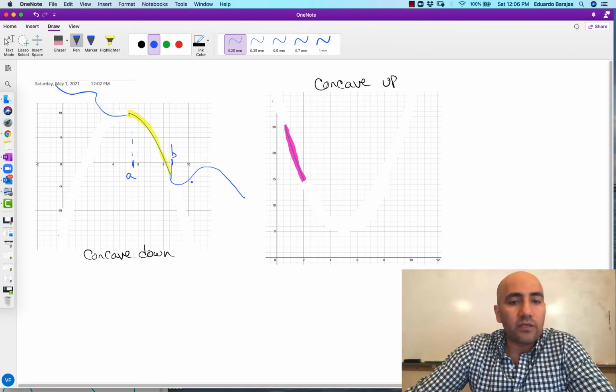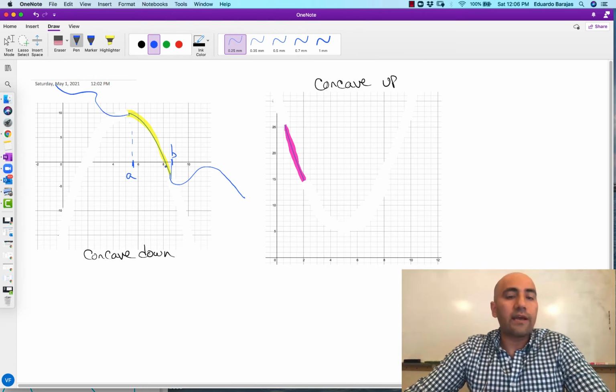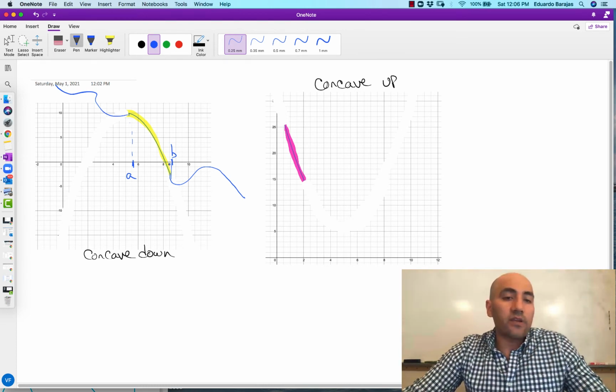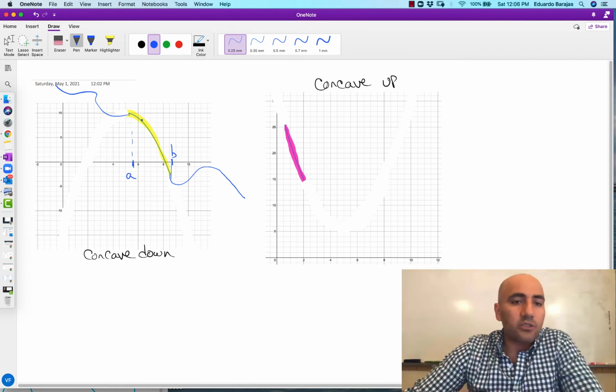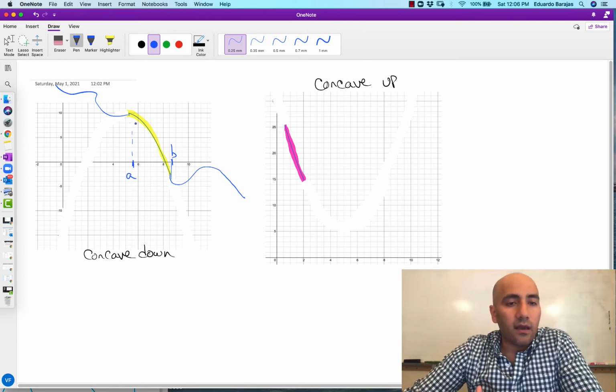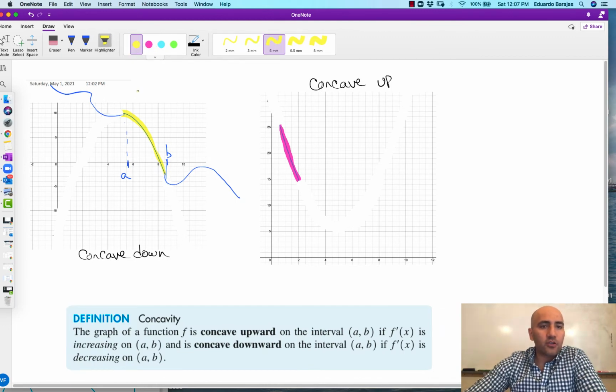Now, visually I can see that there are other parts that are concave up and concave down, but we're just focusing on this right now. If you're just focusing on the graph, it can get a little tricky to spot exactly when the concave down begins or ends, so we need a mathematical definition. And as we just noted from our definition, a graph is concave down on an interval from A to B if the first derivative is decreasing.